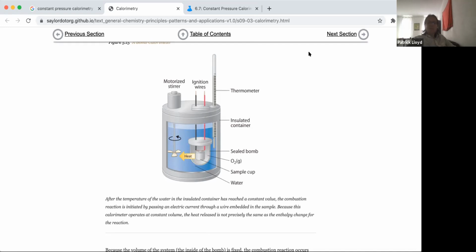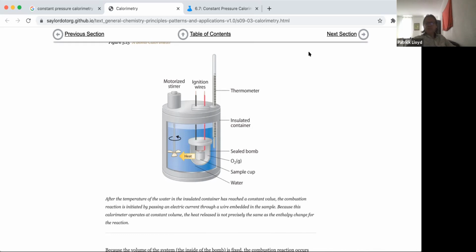And then there's a sample cup. That sample cup is just like a little piece of metal, like a little cup. Above it, the wires are going through a solid sample. The solid sample could be aspirin, like a little aspirin tablet or ibuprofen, or sugar, like a little sugar cube. So it's an organic reaction. It's a combustion, which is a redox reaction of an organic compound like sugar or aspirin. The oxygen at high pressure reacts.